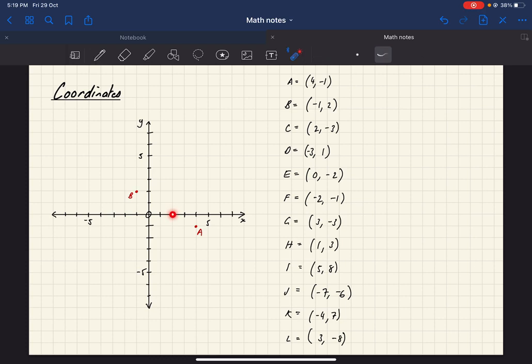So I've got 2, go along 2 and down 3. That gets me to C. D is -3, 1. So -3 and then up 1. That's D. E is 0, -2. So I don't go along at all on my x-axis. I don't go that way or that way. I stay along this line here. But then I find where -2 is on the y-axis, which is there.